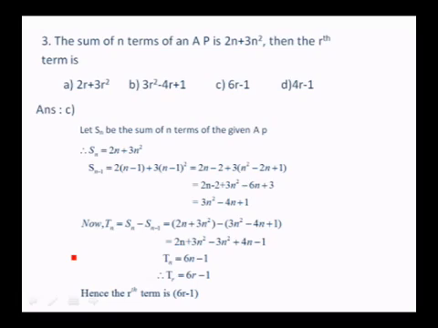So once you know Tn, if you want Tr, wherever there is n, substitute r. Tr is equal to 6r minus 1. So the rth term is 6r minus 1. Option is C.